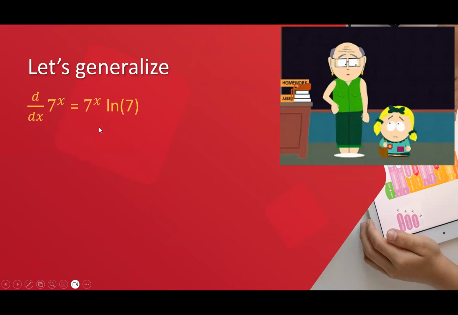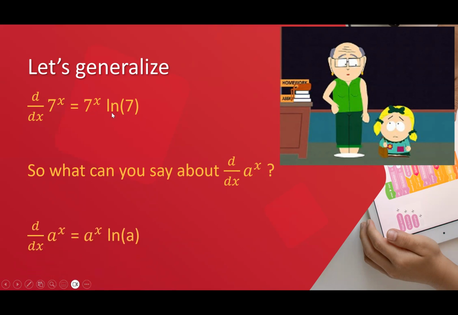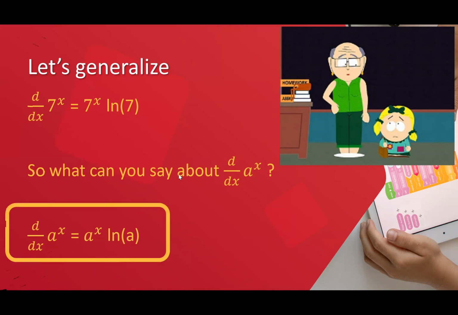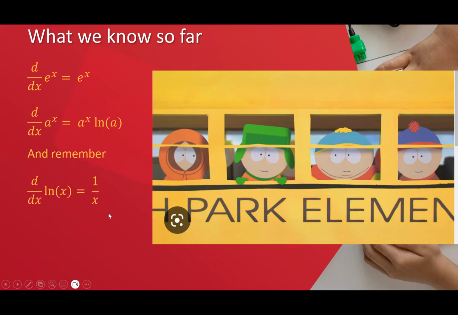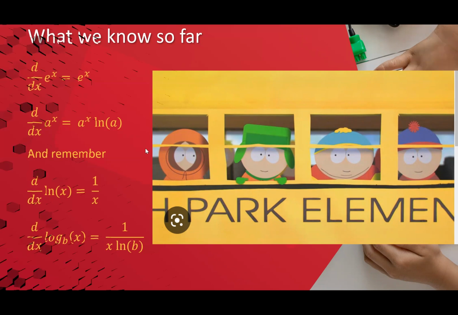So let's generalize. If the derivative of 7 to the x is 7 to the x natural log of 7, then what's the derivative of a to the x? We'll just replace the 7 with an a, so it would be a to the x times the natural log of a. Awesome. Now let's take a look at what we learned so far. We've learned the derivative of e to the x is e to the x, and we've learned the derivative of a to the x is a to the x times the natural log of a. And remember, the derivative of natural log of x is 1 over x, so the derivative of log base b of x is 1 over x natural log of b, we call that the adjustment. We'll be doing some adjusting today too.